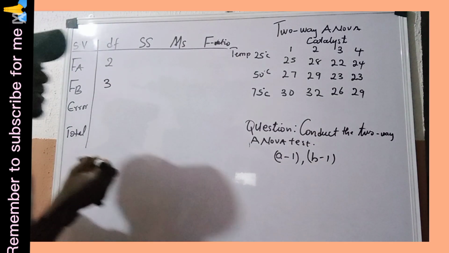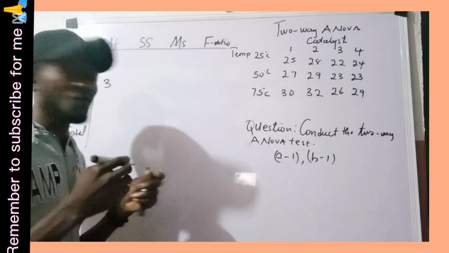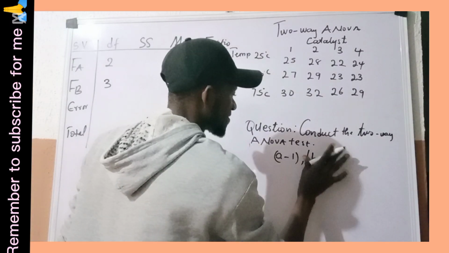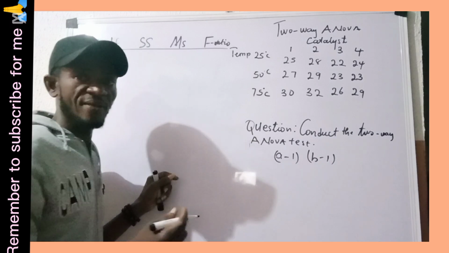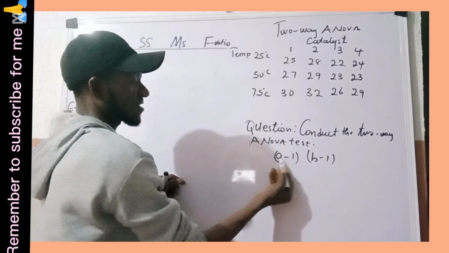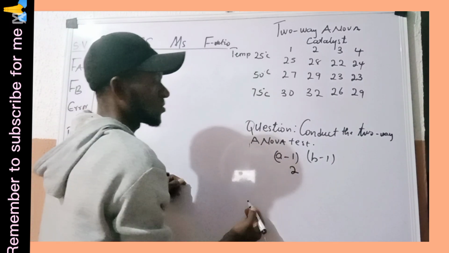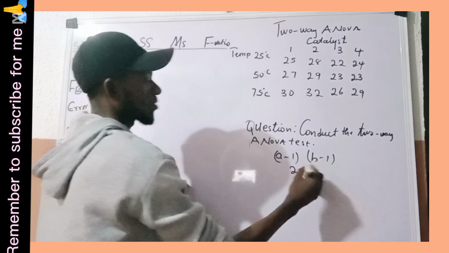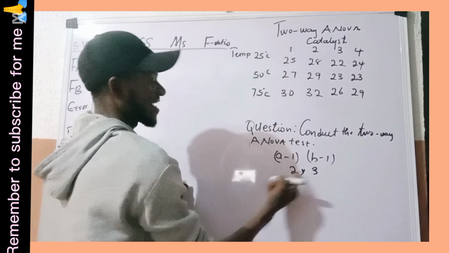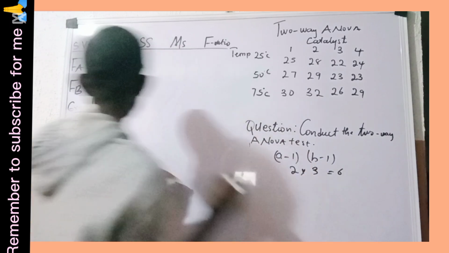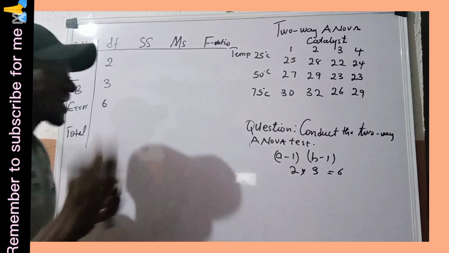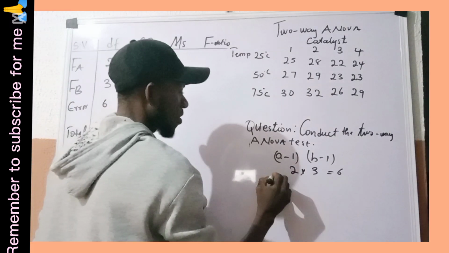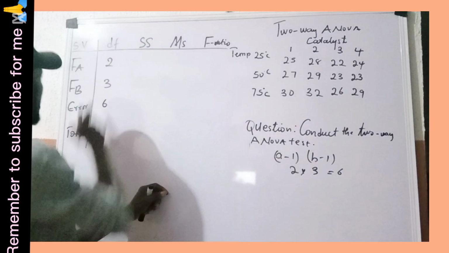The next thing is for us now to get the degree of freedom for error. The formula is (A minus 1) times (B minus 1). Here we had a 3; 3 minus 1 will give us 2. Here we had a 4; 4 minus 1 will give us 3. And then 2 times 3 will give us 6. So the degree of freedom for error is 6.